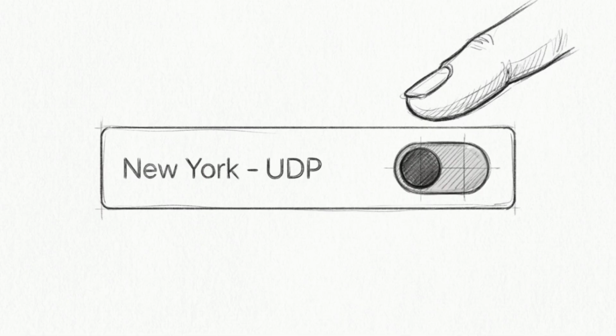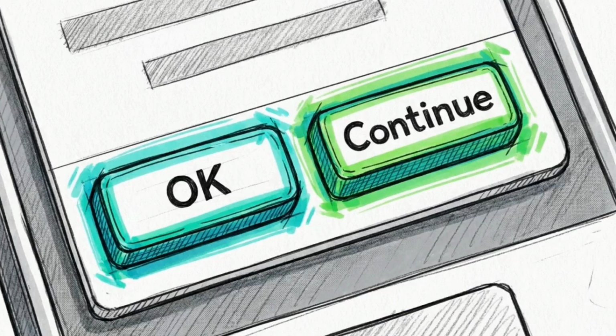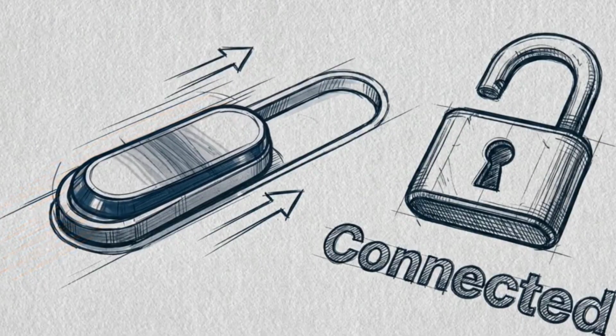To start the VPN, simply tap the gray toggle switch next to your new profile. Android will ask you to confirm the VPN connection and the client certificate. Click OK and continue to authorize the connection. If the connection is successful, the toggle switch will turn green and the status will change to connected.